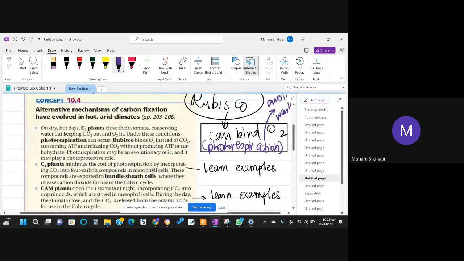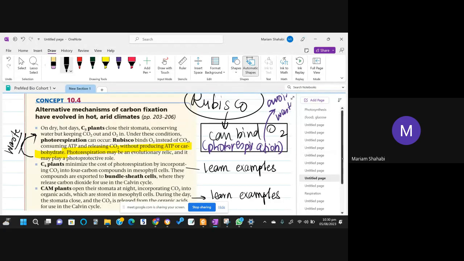So, on hot, dry days, C3 plants close their stomata, conserving water but keeping CO2 out and oxygen in. Under these conditions, photorespiration can occur. Rubisco binds oxygen instead of CO2, which consumes ATP and releases CO2 without producing ATP or carbohydrate. अब इसमें फायदा नहीं हो रहा ना प्लांट को, because what it is doing is it is using ATP without any reason. CO2 बाहर निकल रही है और कार्बोहाइड्रेट भी नहीं बन रहा. So this is why photorespiration is wasteful. It's a waste. We don't want this to happen.